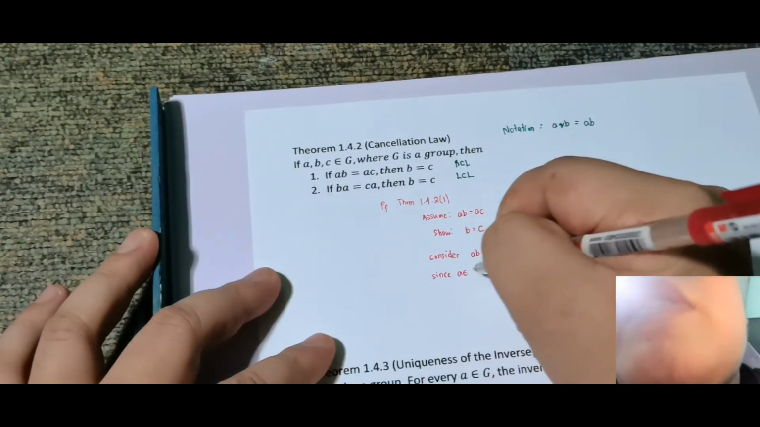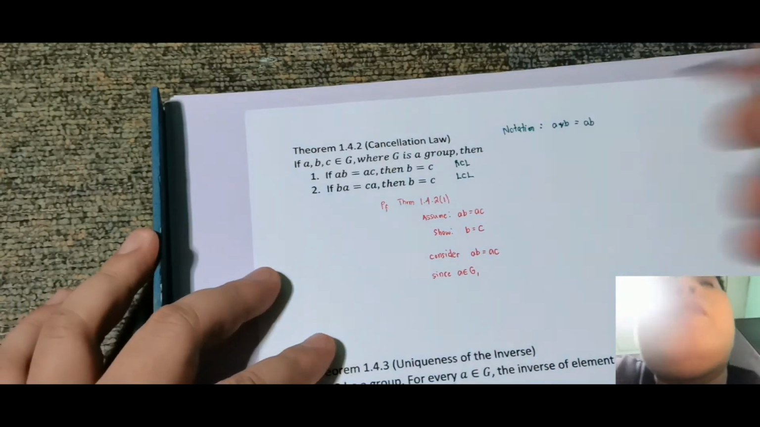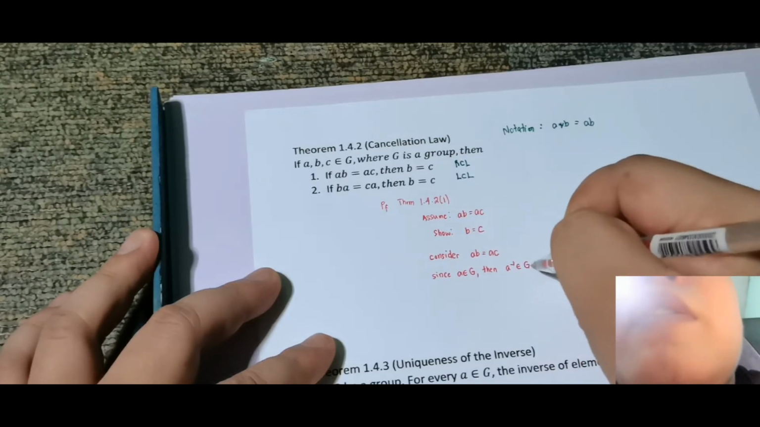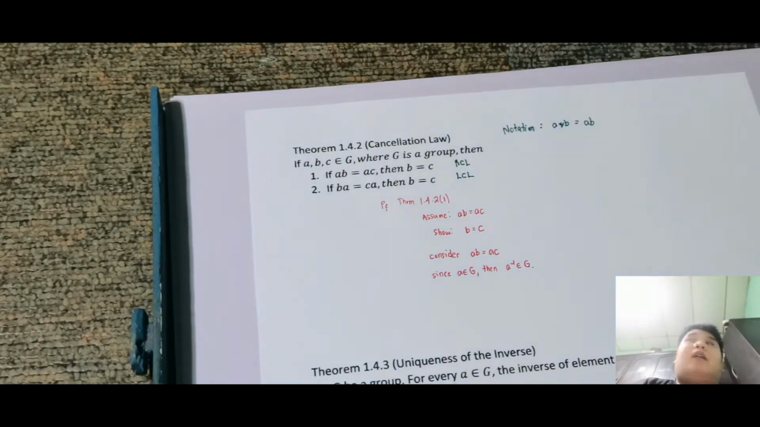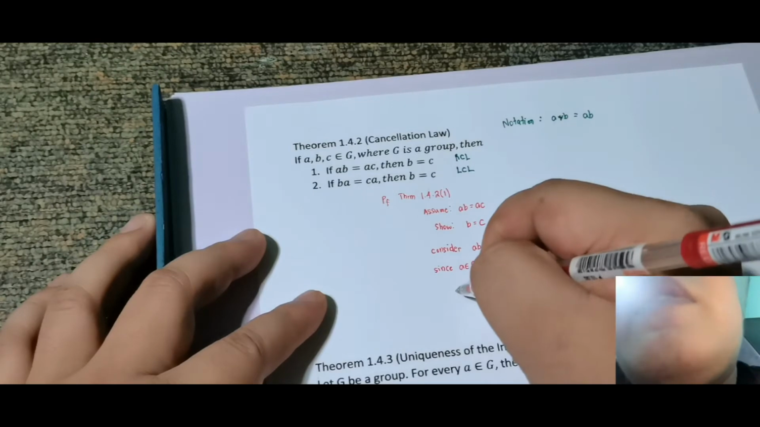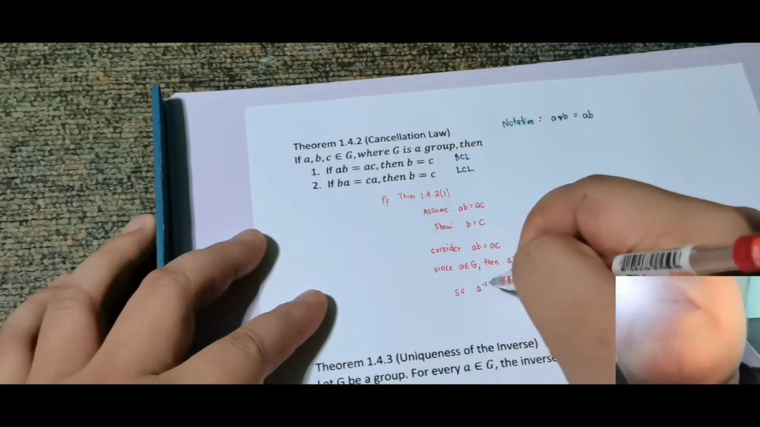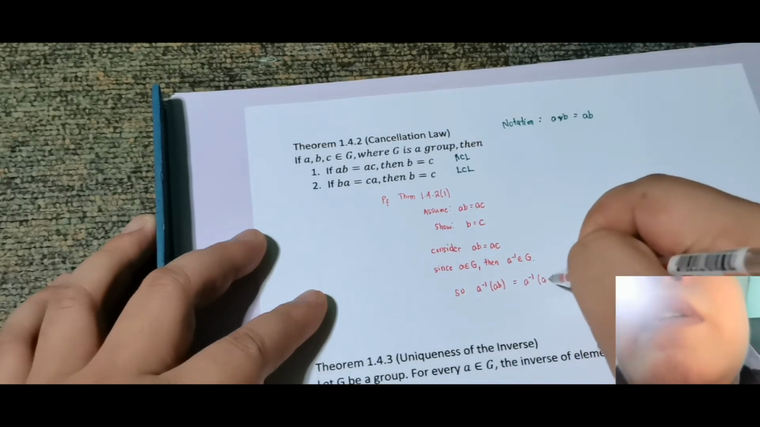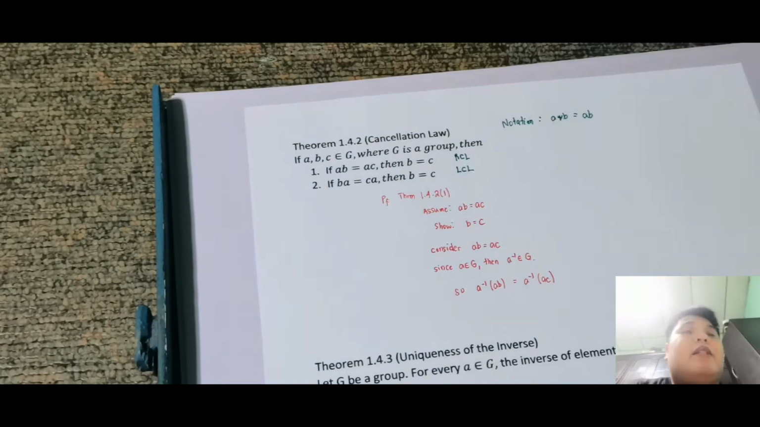Since A is an element of G, and G is a group, then A inverse is also an element of G. Tama ba? So, again, since A is an element of G, at alam natin si G is group, aware ka nandyan si A inverse. So, element ni G si A inverse. So, now, pwede natin gamitin yung A inverse na yan. Yung A inverse na yan is imumultiply natin dun sa ating consider na AB is equal to AC. So, we have A inverse AB is equal to A inverse AC. Okay? Next is by associativity.